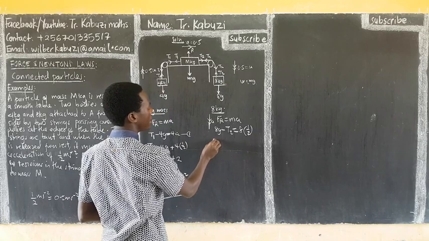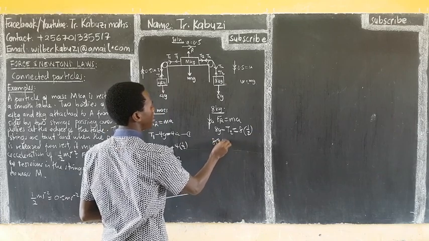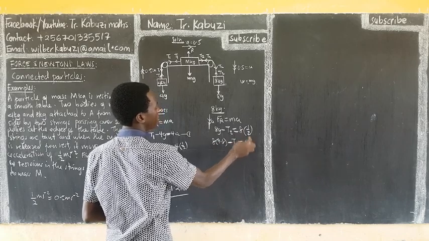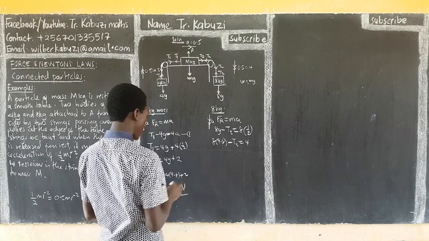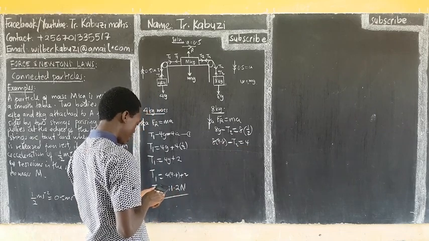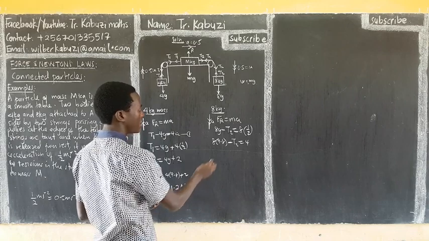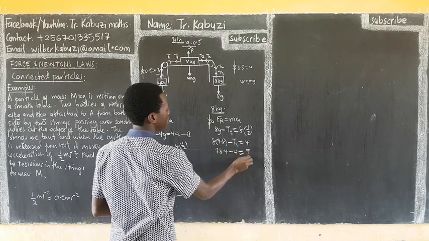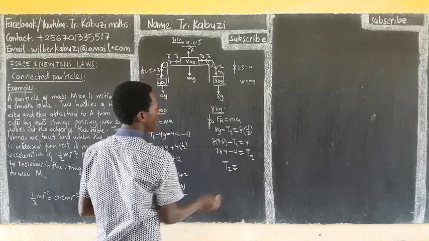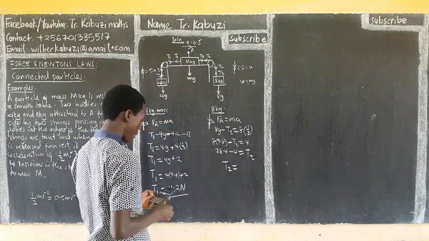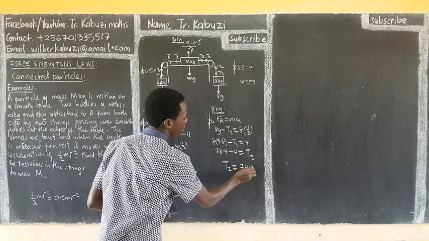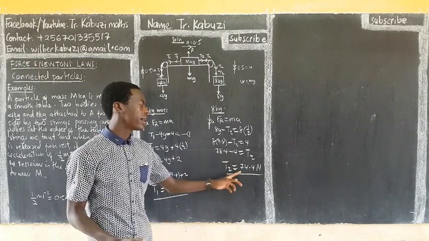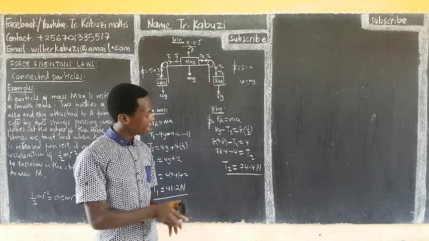So now this will be 8 into 9.8, then minus T2, equaling 4. When you simplify that, we have 78.4, then minus 4 gives us T2. So our T2 is going to be 74.4. Now these are in newtons. I know you can subtract before you get this, but please press it on a calculator simply.